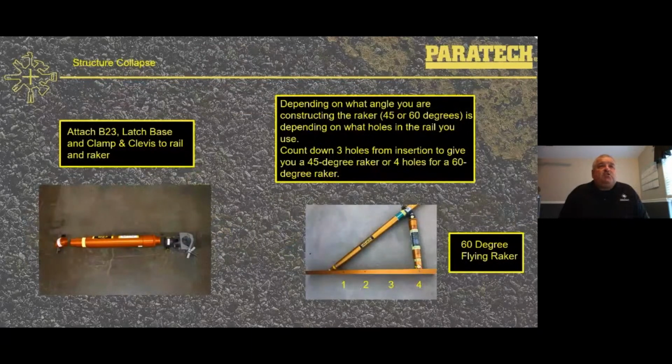You're going to attach a B23 latch base and clamping clevis to the rail and raker. Depending on what angle you are constructing the raker, 45 or 60 degrees, is depending on what holes you're going to use in the rail. Count down 3 holes from your insertion point to give you a 45-degree raker, or 4 holes for a 60-degree raker. Now this information is actually put on the new label that's on the new raker rails. This information is on there so you can actually build the flying raker to your desired degree.